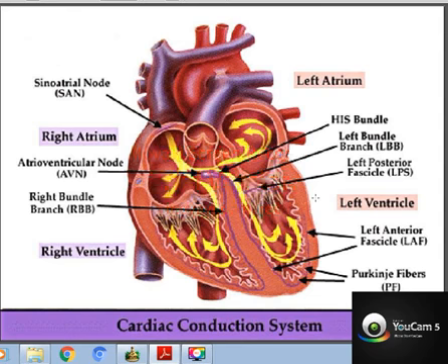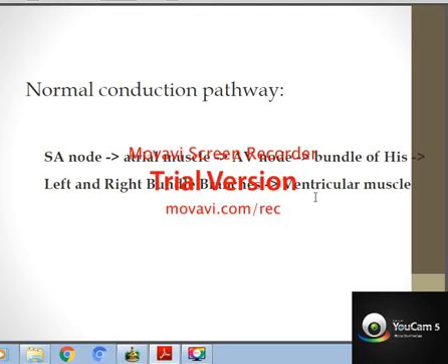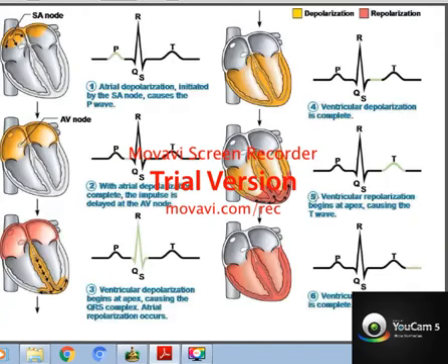This picture also shows the conduction system of the heart. If you see the normal conduction pathway: SA node, atrial muscle, AV node, bundle of His, left and right bundle branches, and ventricular muscle, and every cell in the ventricular muscle has an ability to produce impulses.